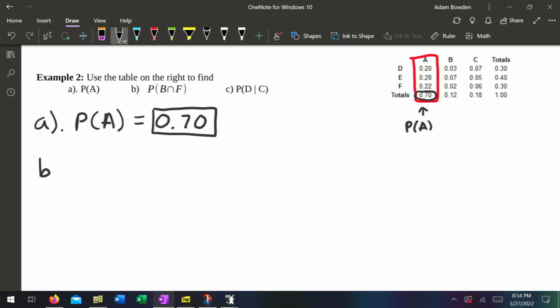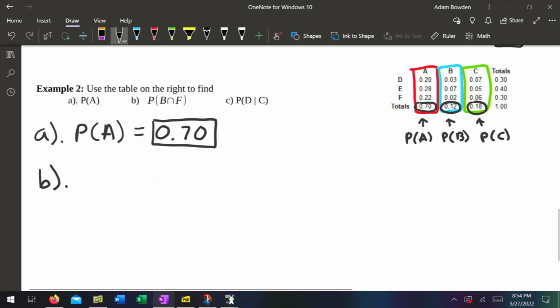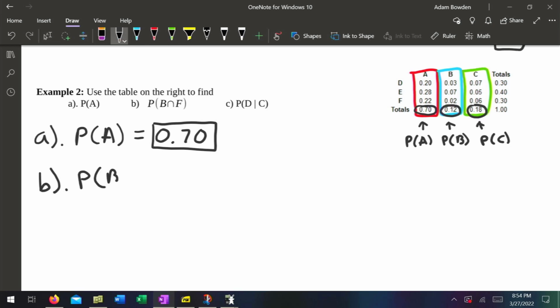Okay, and then the probabilities for the other events here, say for B and for C, would also be determined by their respective columns. And for the probability here of B intersect F, we'll look at B and we'll look at F and find out where they overlap with each other. Looks like they overlap here with 0.02. So that's the probability of B intersect F.